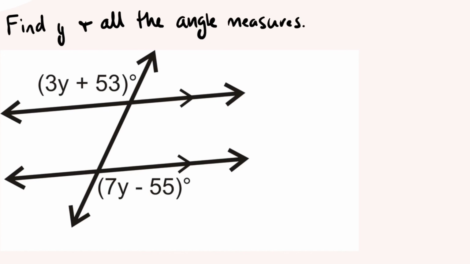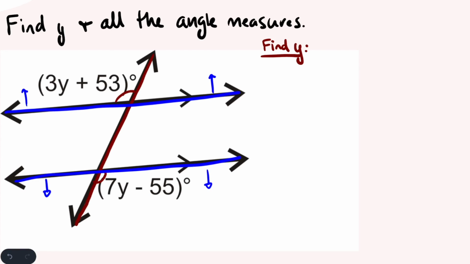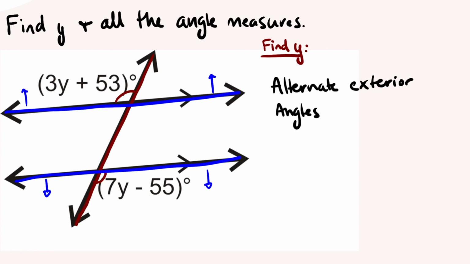Now in this next problem, we're asked to find y, and then from that, find all the different angle measures. Let's begin by finding y. How would you classify these two angles? The first thing we might note is that they are alternate the transversal, so we'd use the phrase alternate. Additionally, they're on the exterior of the parallel lines, so taking those two things together, we would call these alternate exterior angles. Now if we look back in our chart above, we see that alternate exterior angles are equal.